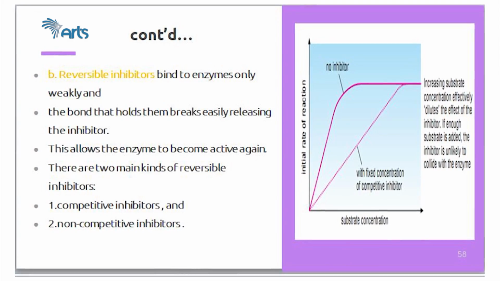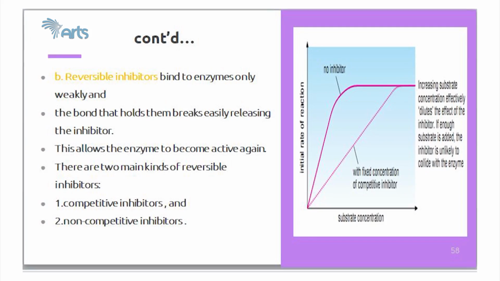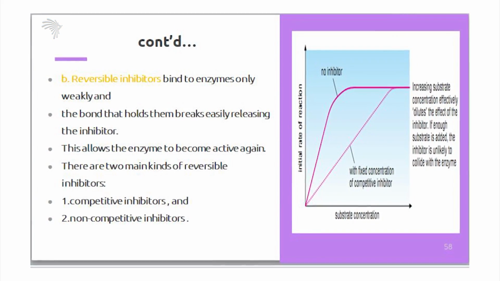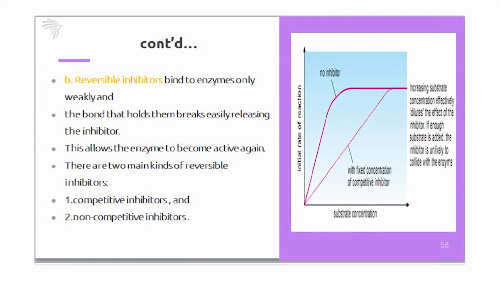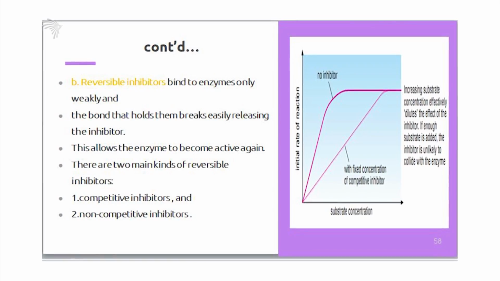It binds to the enzyme only weakly, and the bond that holds them breaks easily, releasing the inhibitor. This allows the enzyme to become active again. There are two main kinds of reversible inhibitors: competitive inhibitors and non-competitive inhibitors.